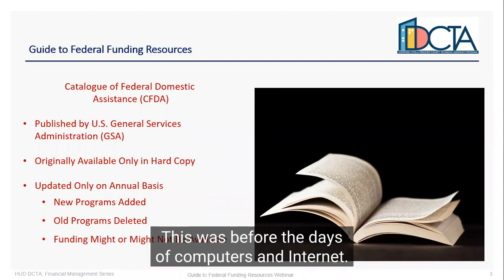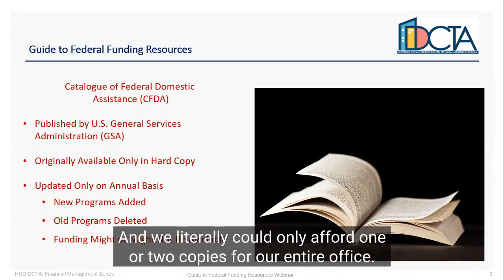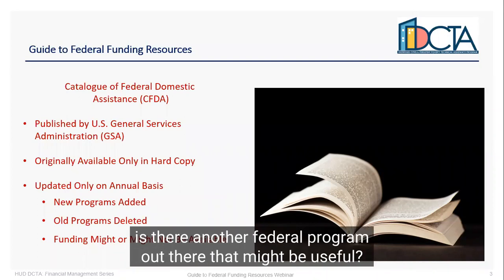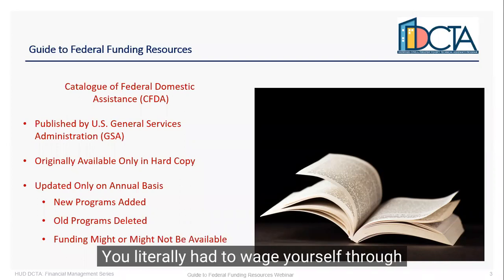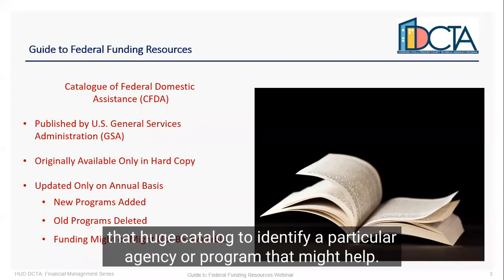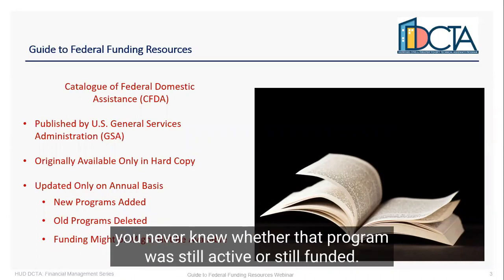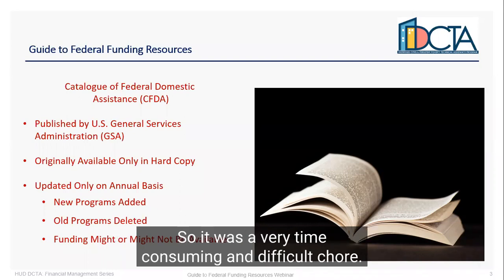This was before the days of computers and internet. And we literally could only afford one or two copies for our entire office, and they were probably 6 inches thick. So when you were asking yourself, is there another federal program out there that might be useful? You literally had to wade yourself through that huge catalog to identify a particular agency or program that might help. And then once you'd done that, you never knew whether that program was still active or still funded. So it was a very time-consuming and difficult chore.